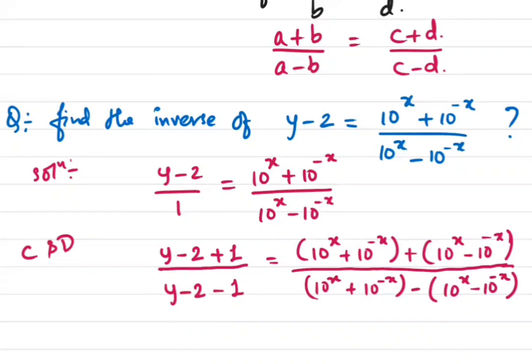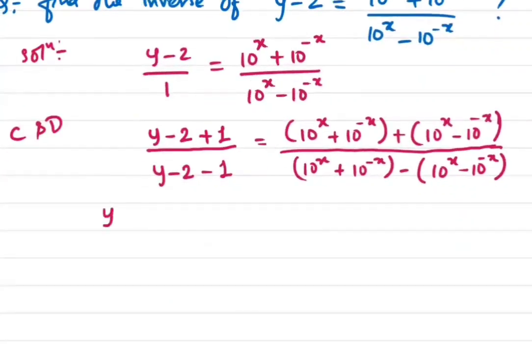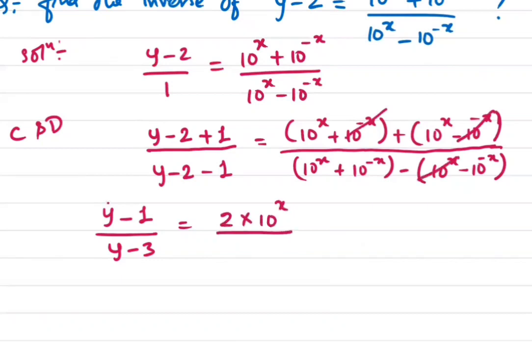Okay, so when we solve this further, let's see. The left side becomes (y minus 1) divided by (y minus 3) equals, when you open the brackets, 10 to the power minus x cancels out, so we get 2 into 10 to the power x, divided by, in the denominator, 10 to the power x cancels out and the negative becomes positive, so 2 into 10 to the power minus x. Now we can cancel out the common factor 2. So we finally get (y minus 1) divided by (y minus 3) equals, now this is nothing but 10 to the power 2x.